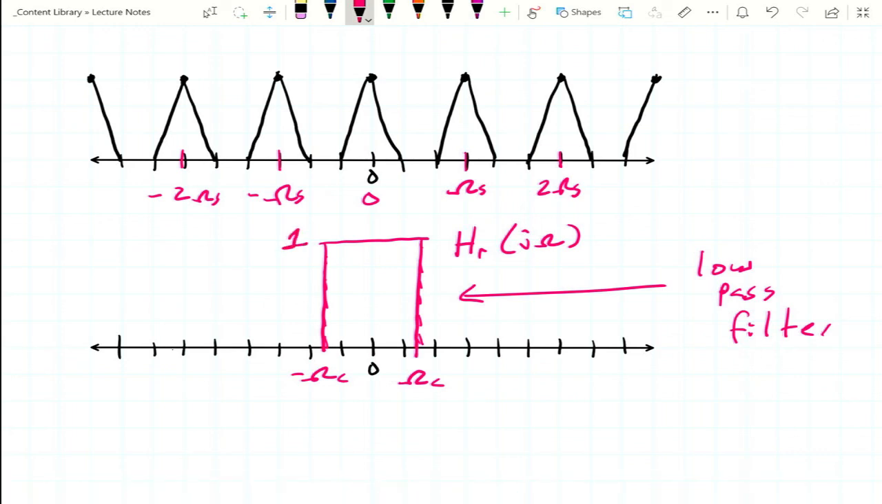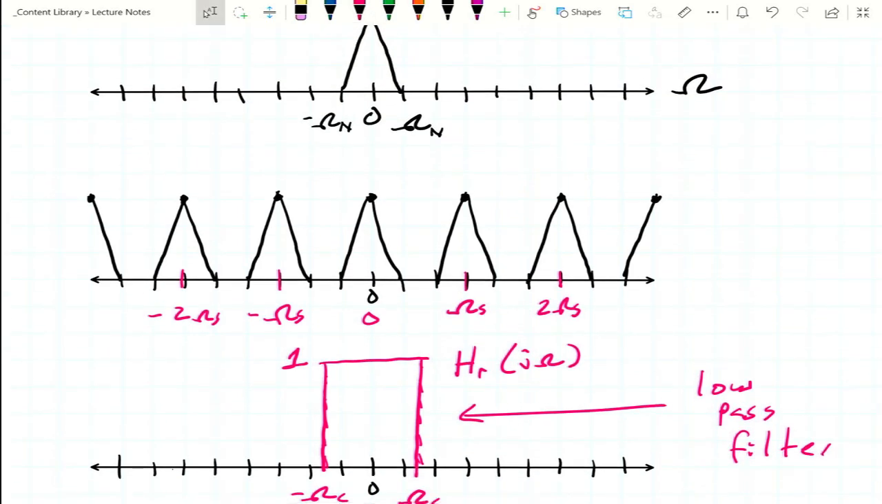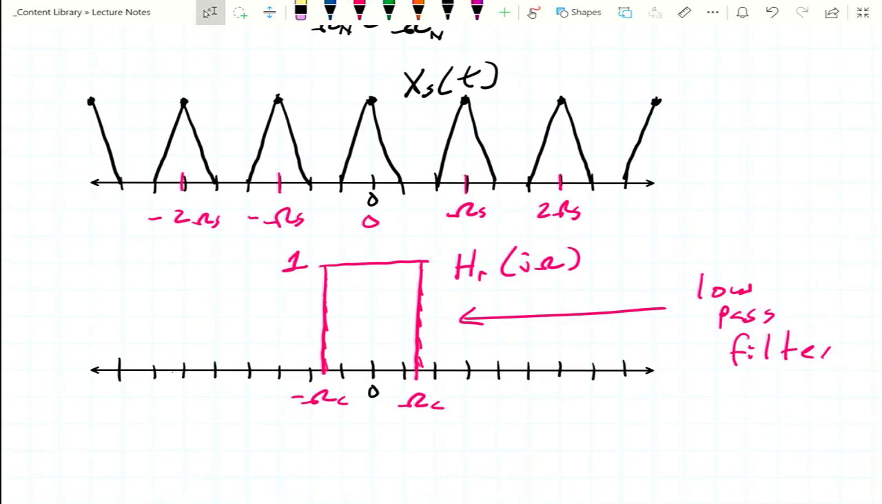And it caps off at 1. So that's what our low-pass filter looks like, right? We're just drawing a box around the low-frequency stuff. We're going to multiply by that, so we're going to keep just the low-frequency stuff. So which means if we take, let's see, what was this? This was our x sub s of t, or x sub s of j omega, excuse me.